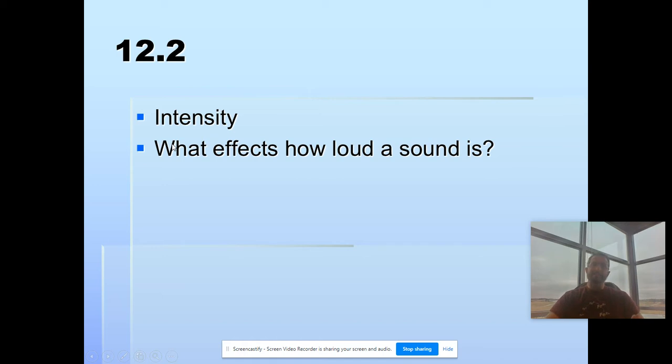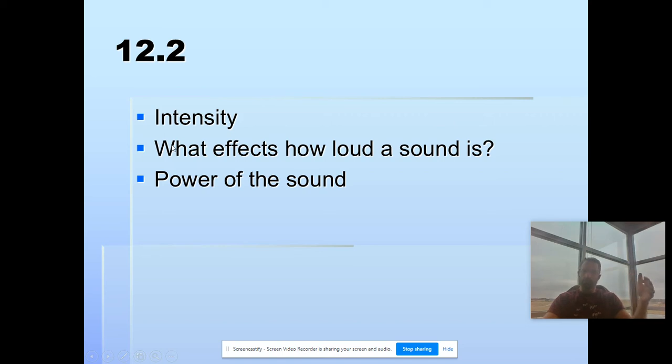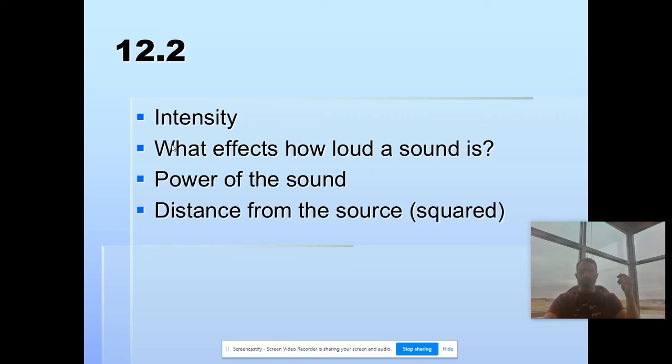12.2. Intensity is an important idea for sound, right? So it affects how loud it's going to be. With light, that would be how bright the light is. With sound, we could view that more as how loud the sound is. So the decibel thing, right? The power of the sound. You can physically move stuff with sound. You can do work with it and stuff, right?